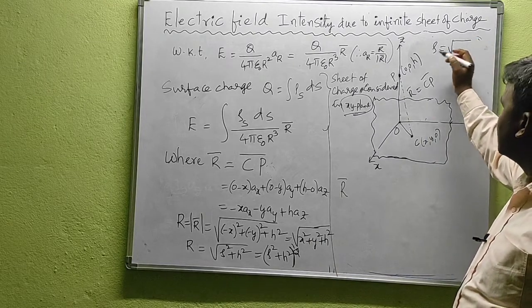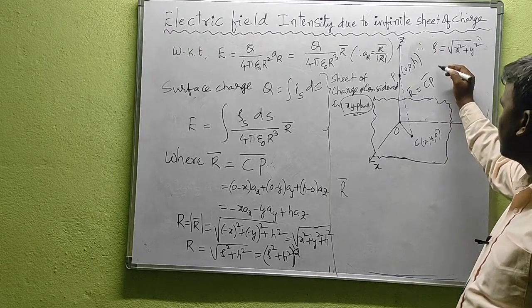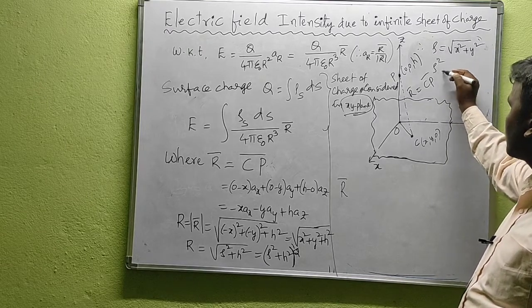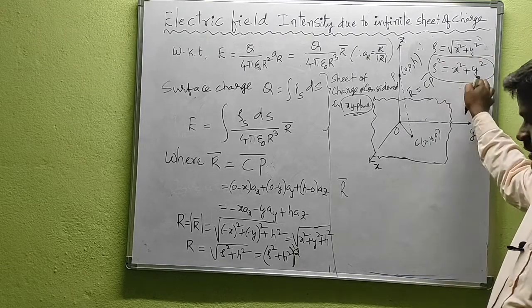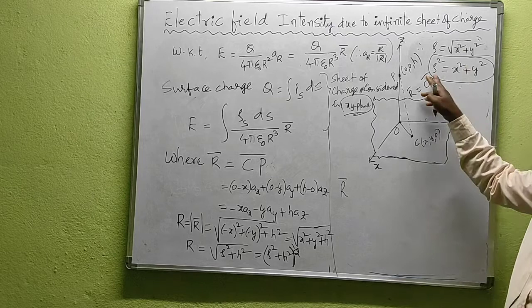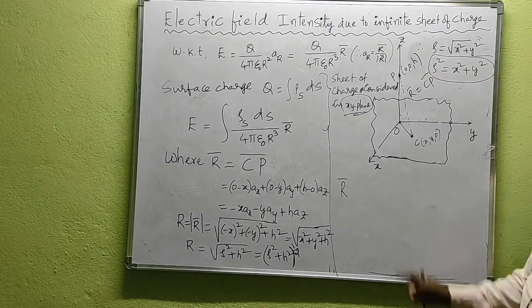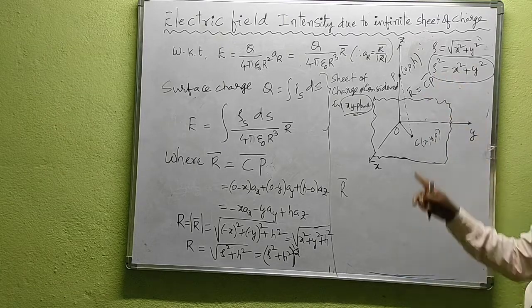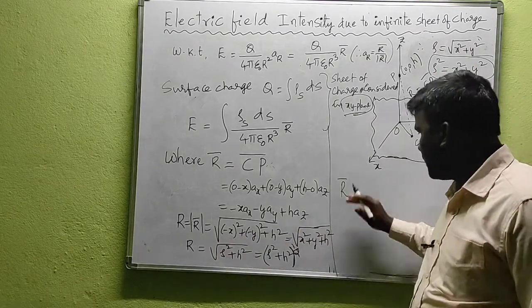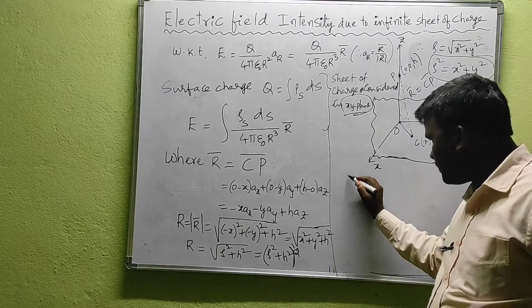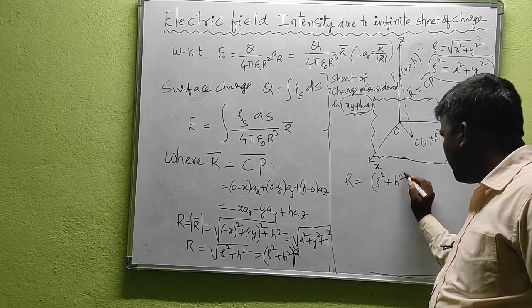We know that rho equals the square root of x square plus y square. Applying square on both sides, we get rho square equal to x square plus y square. Please remember this. It is the relationship of rho in terms of x and y, the relationship between the Cartesian and cylindrical element rho. Clear? So from this we have R equal to rho square plus h square whole power 1 by 2.